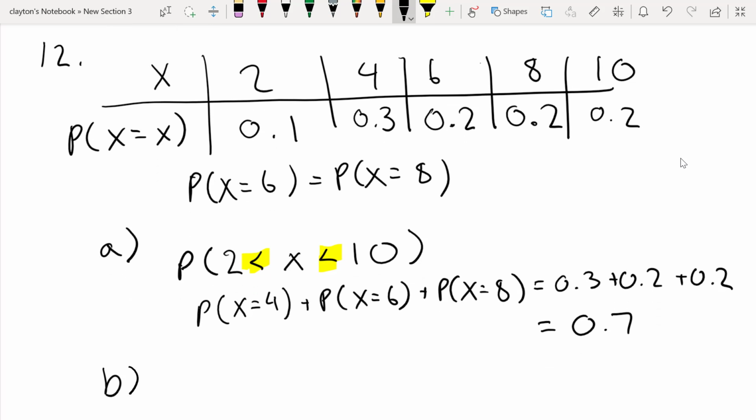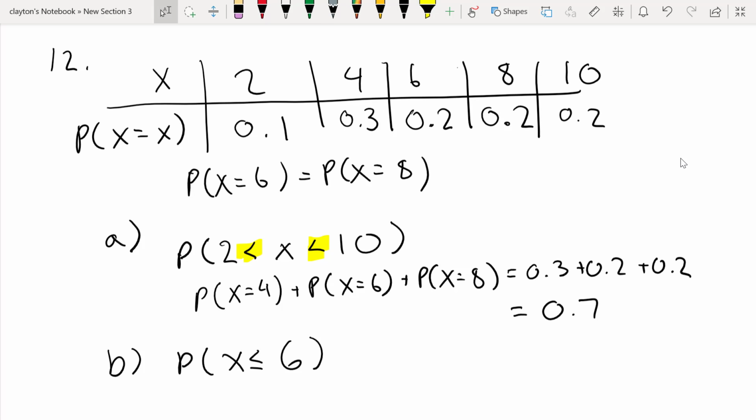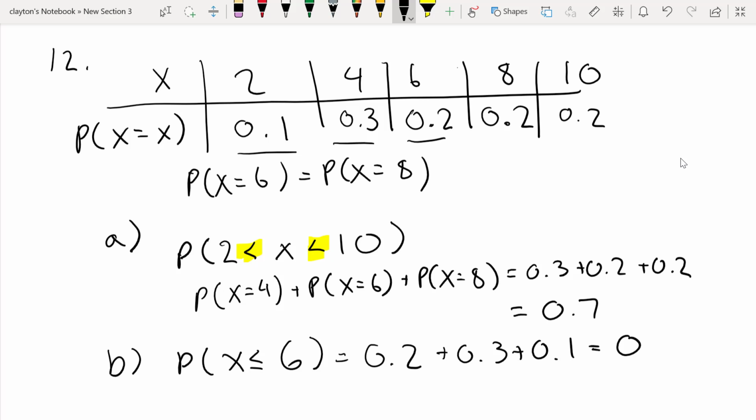Now for B, it says the probability that x is less than or equal to 6, also known as the CDF here. And so we're just going to go to 6, which is 0.2, and we're going to add everything below it, and we get 0.6. So those aren't too bad.